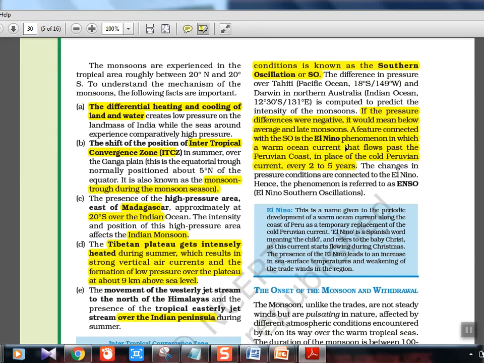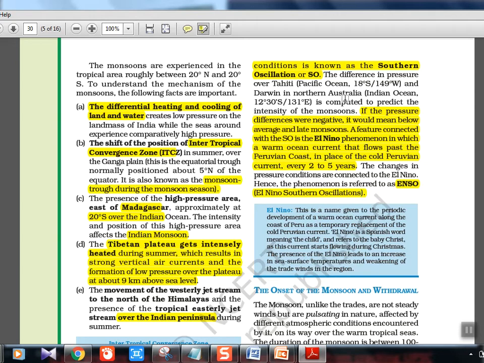Researchers are actually still investigating why that reversal is happening, but we should know the actual result of it. The cold current will be replaced with warm current, and that will have an influence on the monsoons also. The pressure conditions are connected to El Nino, hence the phenomenon is referred to as ENSO. So ENSO, it was a mains question, explain about ENSO. Details we'll see later in the higher classes, but you should have a basic understanding of what it is.